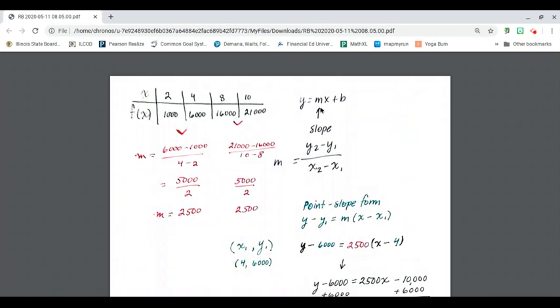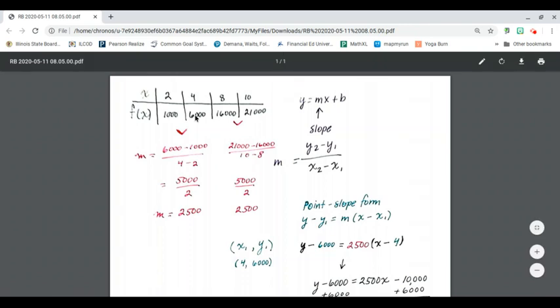All right, so the first thing I need to do if I'm going to write a function is find the slope. You've heard me say it 1,000 times. You can't do anything if you don't know the slope. So take two data sets, like (2, 1,000) and then (4, 6,000). You're going to use the slope formula, change in y over change in x, y2 minus y1 over x2 minus x1. So 6,000 minus 1,000 is 5,000. Change in x, 4 minus 2 is 2.